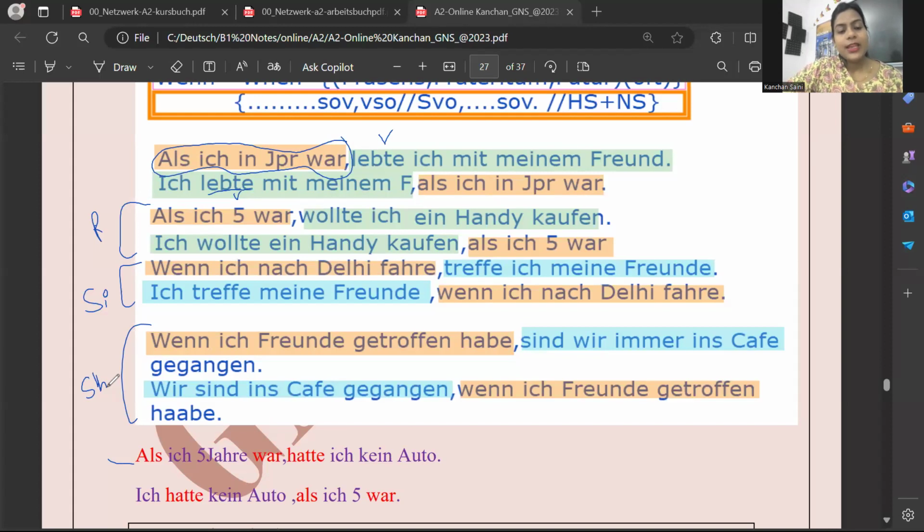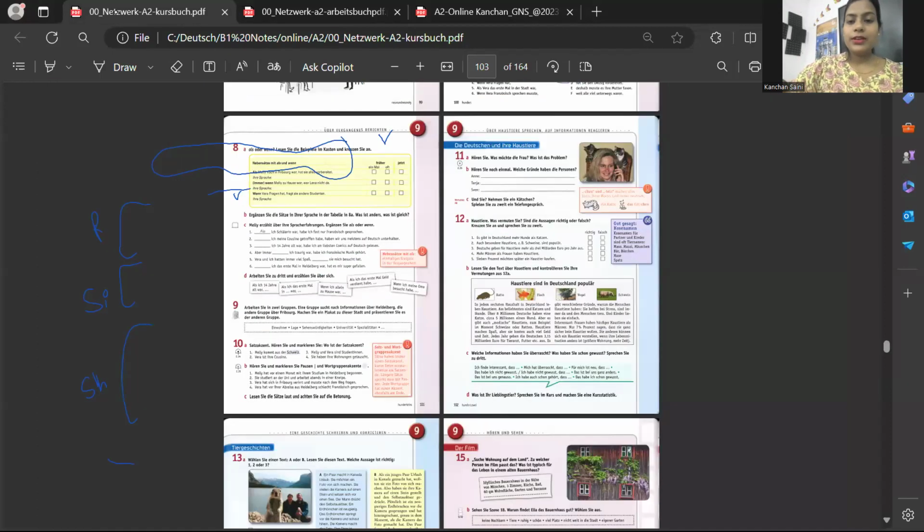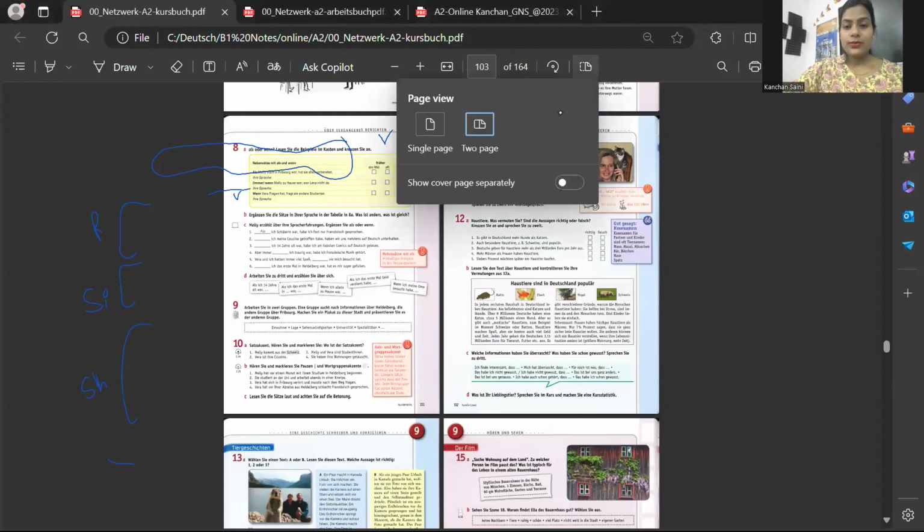Okay, so let's come to the book. We want to begin with the Kursbuch. Und da haben wir die Aufgabe 8a und c. Sie können das Kursbuch öffnen. Das hier.